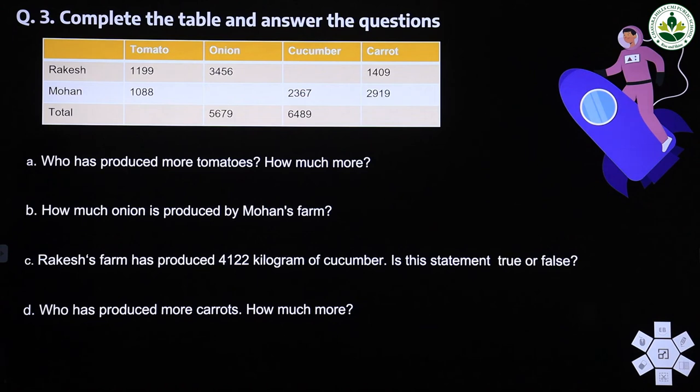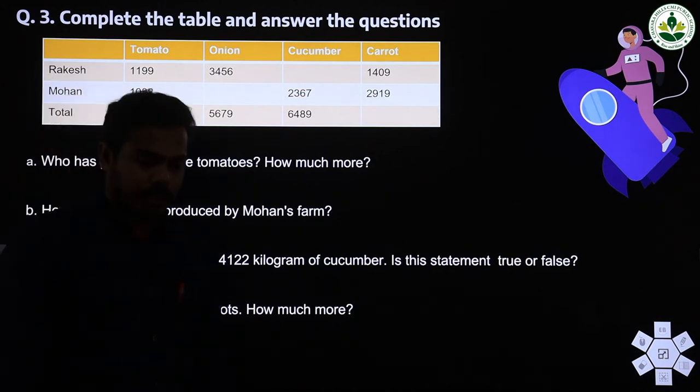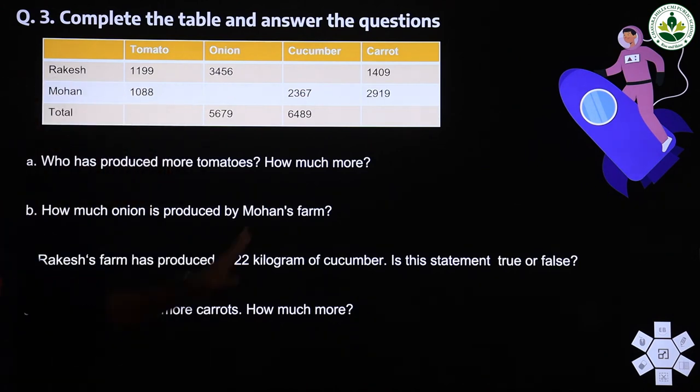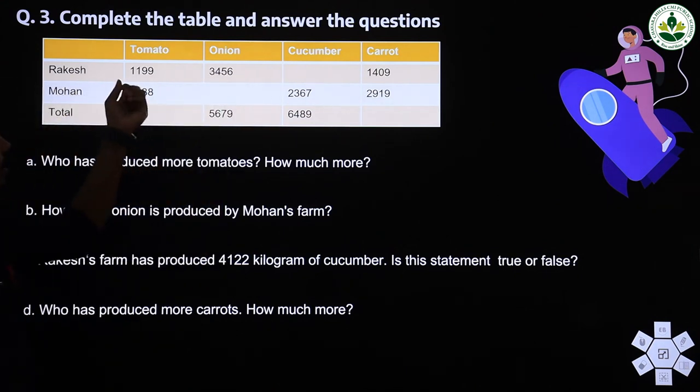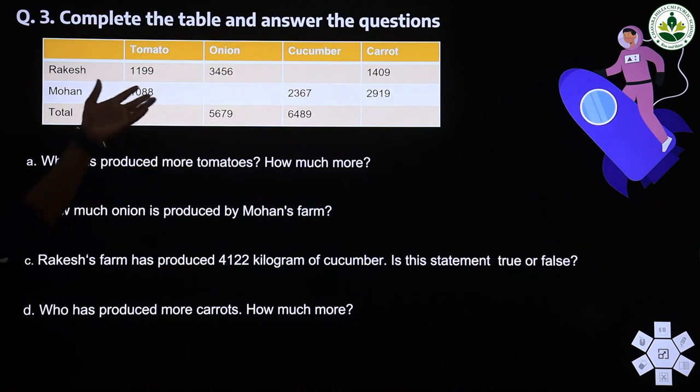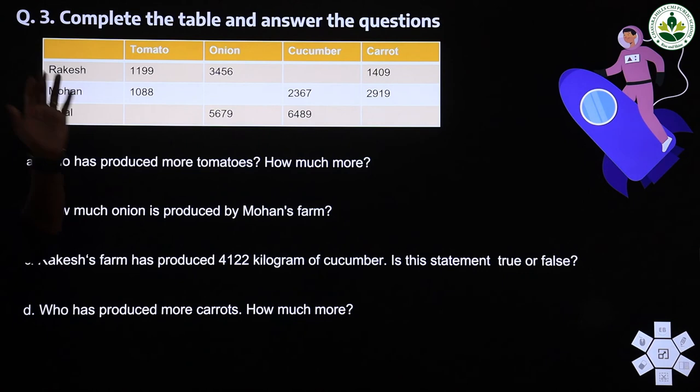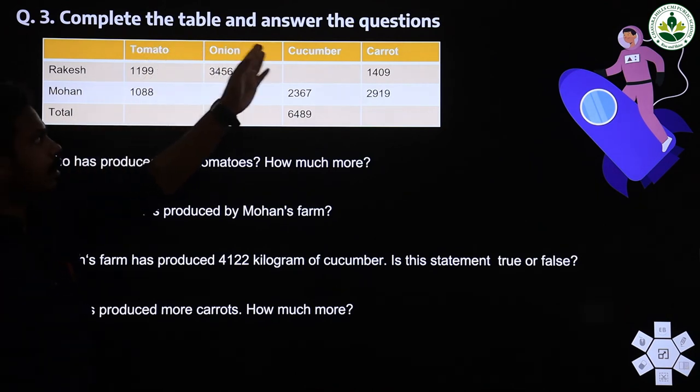Complete the table and answer the question. Here they gave one table. First we need to complete the table, then answer the following questions. In the question they gave two farmers. They produce different types of vegetables: tomato, onion, cucumber, carrot. And here they gave the number of items that they produce. In the first table, Ragesh, Mohan, and total. And in the second table, they gave the number of items of each vegetable.